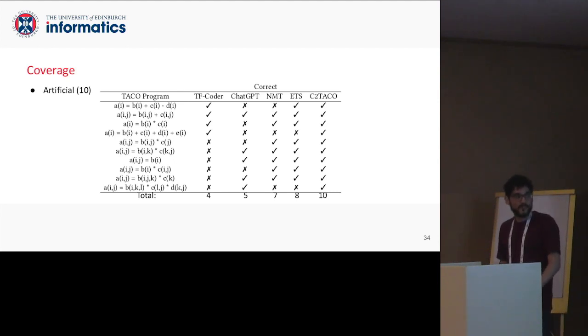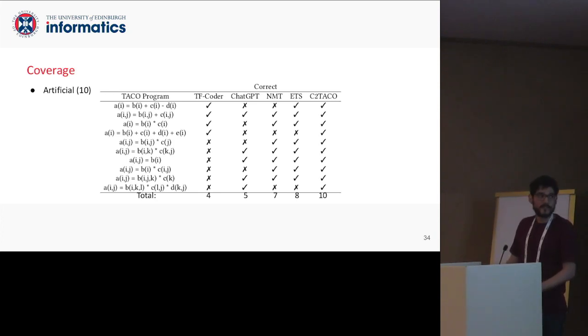able to synthesize 4 of them, and ChatGPT 5. Our NMT model is currently able to synthesize 7 of them. The simple ETS synthesizes 8, and C2TACO is able to correctly synthesize all of them in time. ETS fails for 2 programs because the search space gets too large, which is the same case for TF Coder.